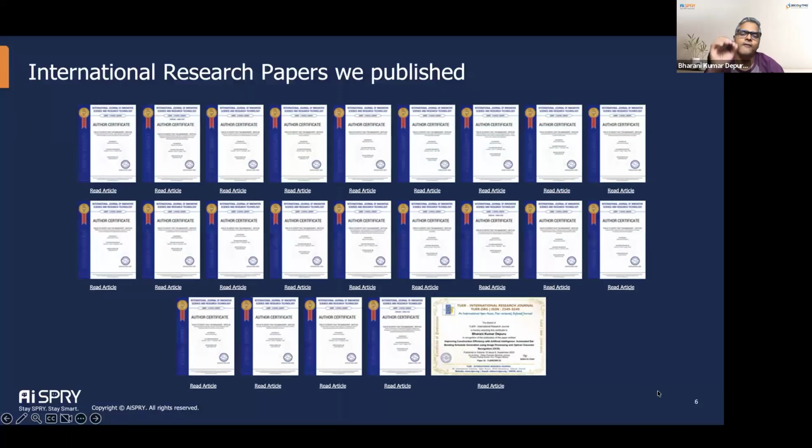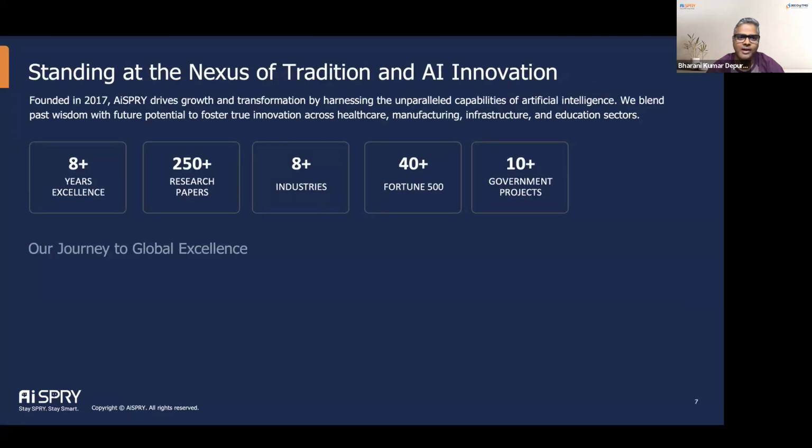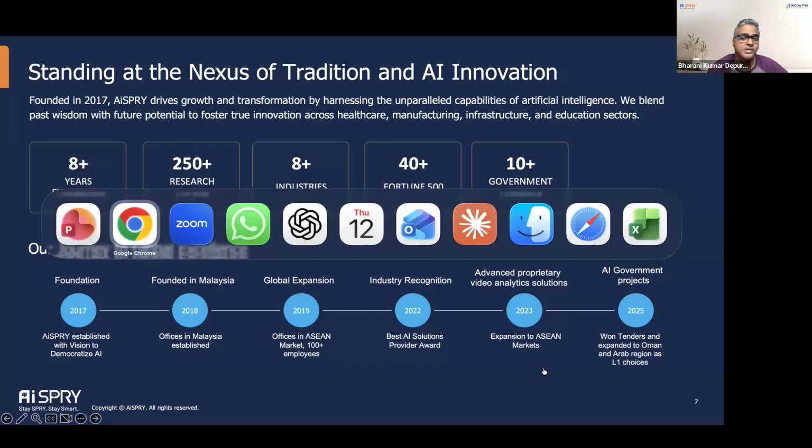We also have 150-plus international journal publications until now. And we have been operating for 8 years now. We have our offices in Malaysia also. And we do projects for a lot of government clients. We do projects for the Malaysian government, Indian government, and the Oman government is one of the prestigious projects.